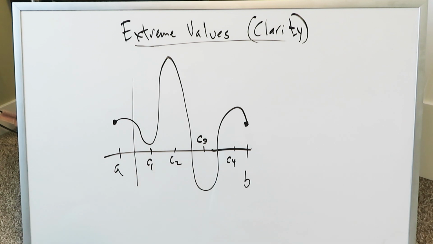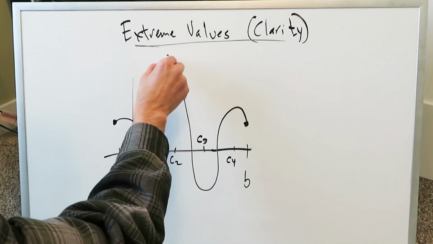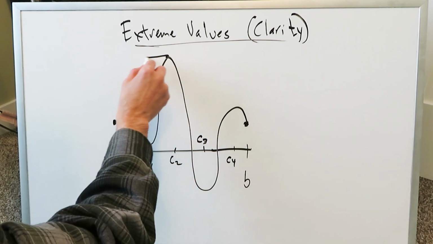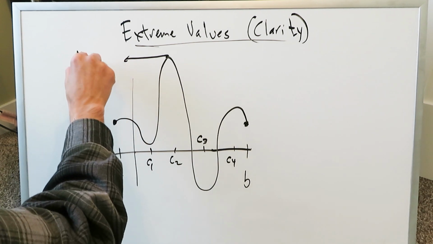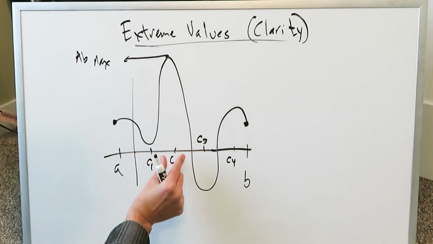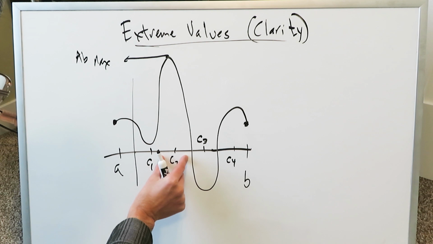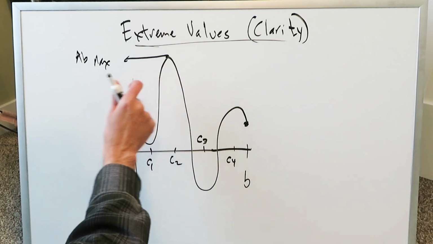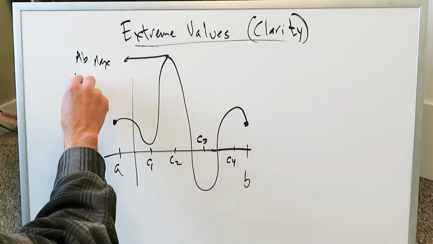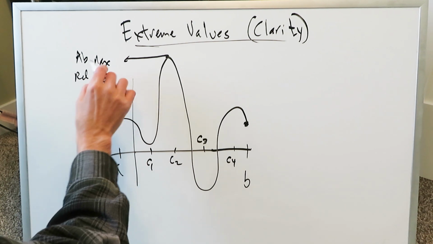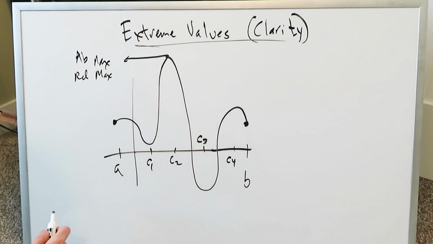When we're looking here in terms of the range, the output at C2 generates what is called here an absolute maximum. But if you're looking at the points on either side of this C2, the neighboring points, it can also serve as a relative maximum. That is, it can be a global maximum and it can be a local maximum.